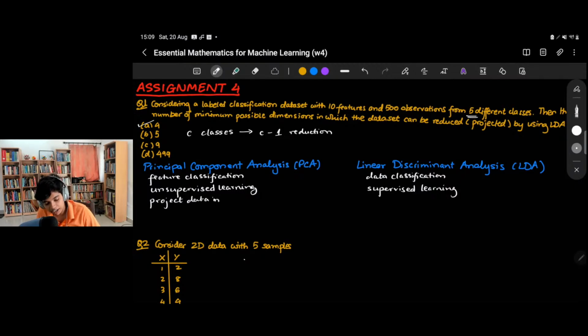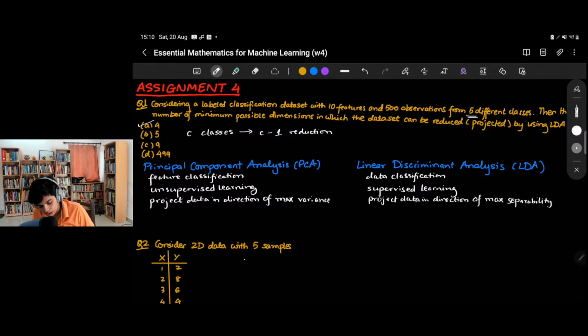And in PCA, we project the data in the direction of maximum variance. So where there is maximum variation or maximum variance, we project our data in that direction. For LDA, we project the data in the direction of maximum separability. So it should be maximally separable, and this separability is between the classes.